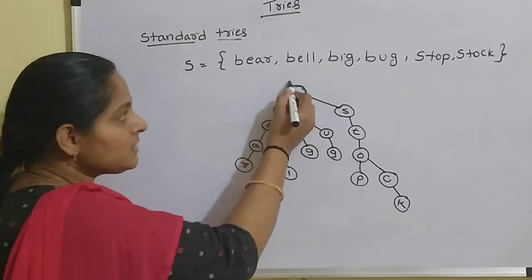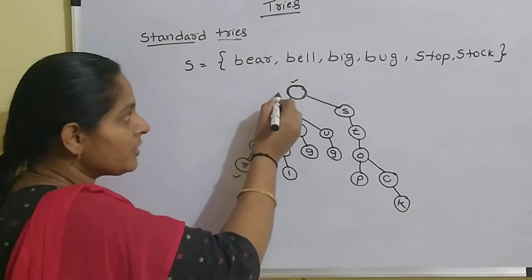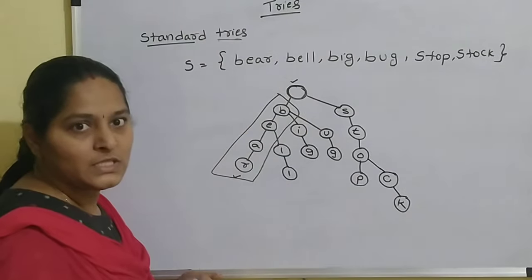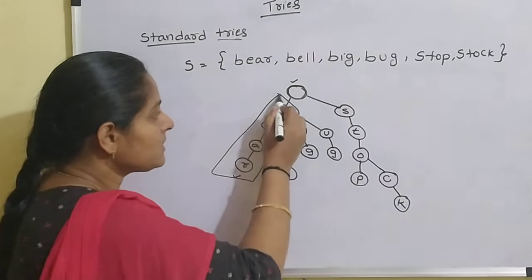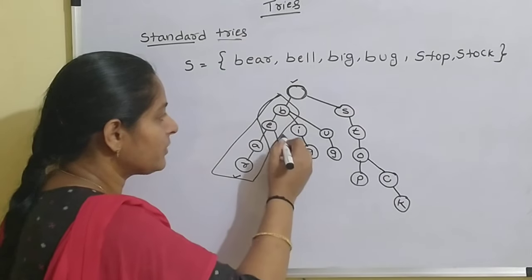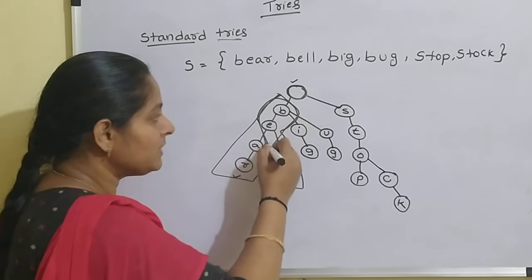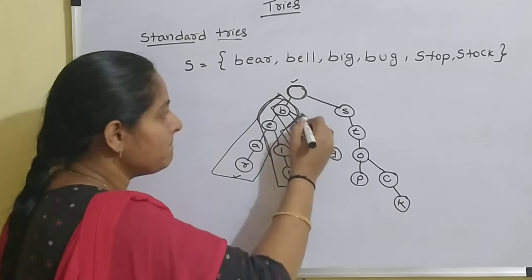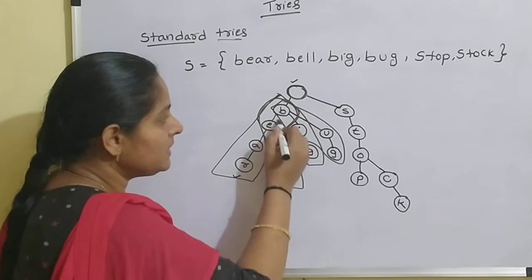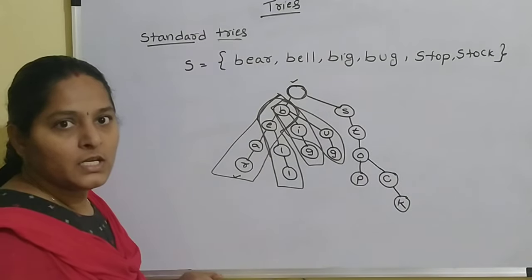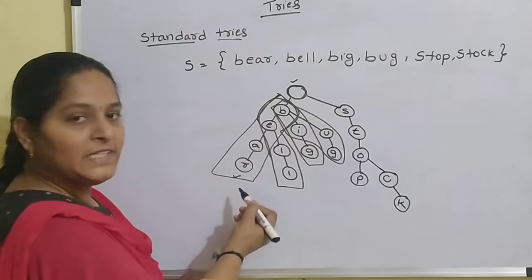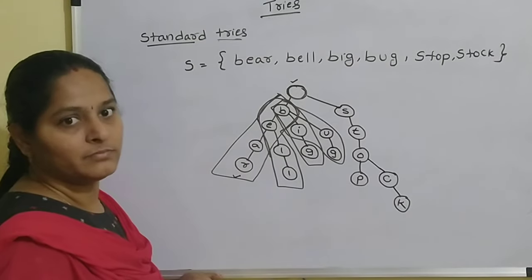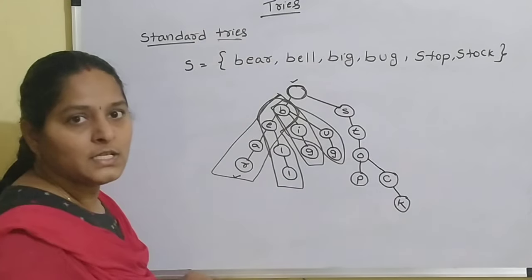Now see, this is the root node and this is the leaf node. From root node to leaf node, if you see, it stores one string. And here this is one more path from root node to leaf node, and this path represents the word bell, and this path represents the word big, and this path represents the word bug. Okay, here from root node to leaf node, that entire path represents one string in a set. So this is the way to construct the standard trie.